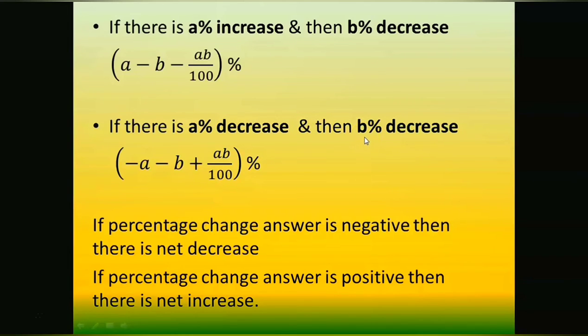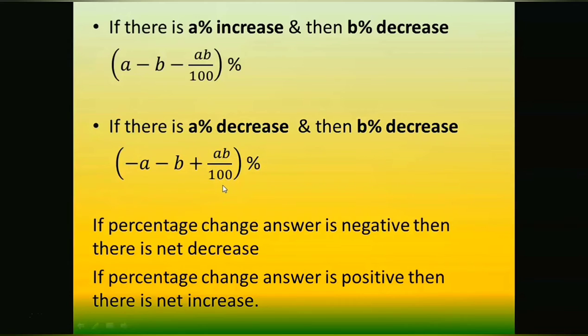That means A is also negative, B is also negative. So it is minus A minus B. But minus into minus is positive and hence this sign is positive. Therefore it is minus A minus B plus A into B divided by 100, this much percentage.